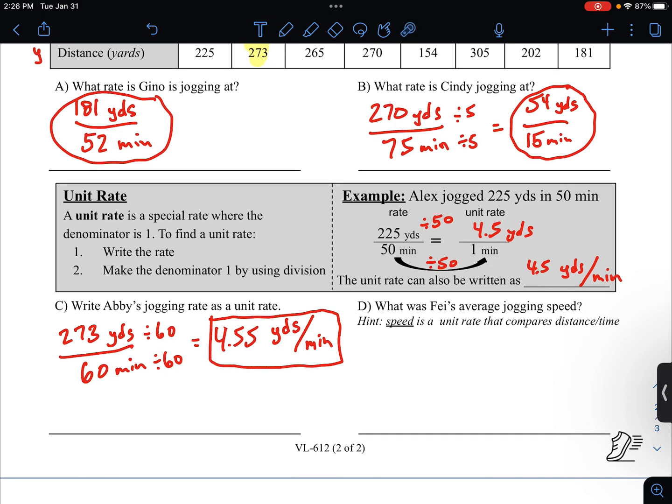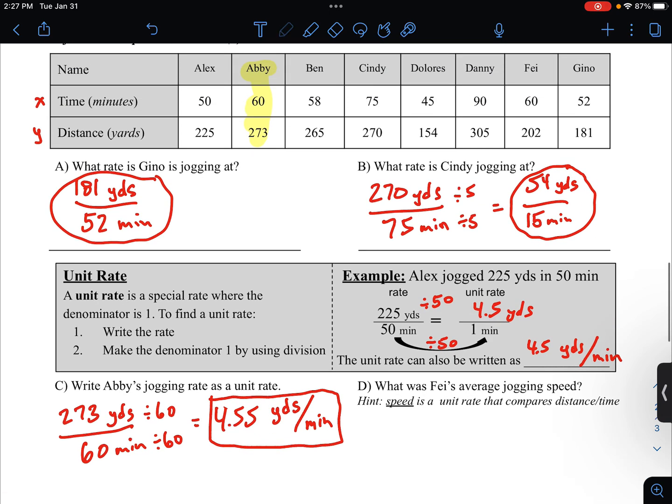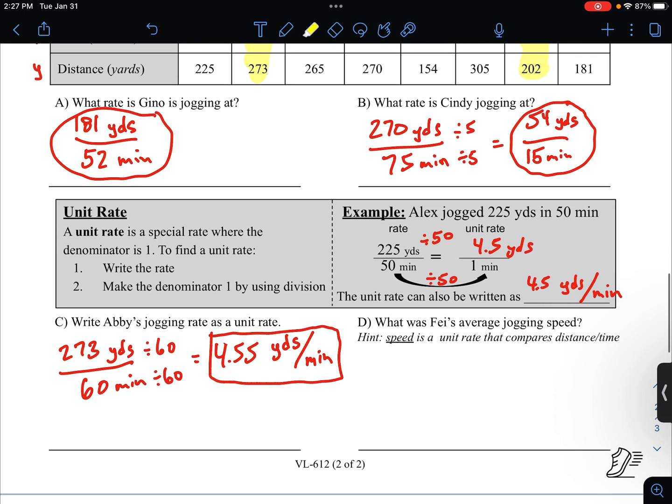And finally, what was Faye's average jogging speed? Hint, speed is a unit rate that compares distance and time. Oh, so when they ask for the speed, they just want a ratio of distance to time. So Faye is right here. Distance to time, 202 over 60. 202 yards, 60 minutes. Divided by 60. 202 divided by 60 gets me 3.36 repeating. It just kind of keeps going like this.